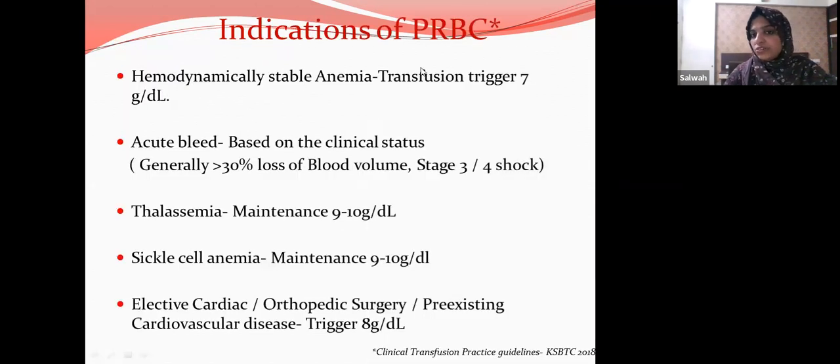Now coming to the indications of PRBC. Usually PRBC is given in case of patients with hemodynamically stable anemia, where the transfusion trigger is 7 gram per deciliter. And also in acute bleed based on the clinical status. That is generally if the blood volume loss is more than 30%, or when the patient is having stage 3 or stage 4 shock. Also PRBC can be given in case of thalassemia and sickle cell anemia, when the maintenance is 9 to 10 gram per deciliter. PRBC can also be given in case of elective cardiac or orthopedic surgeries or pre-existing cardiovascular disease. Here the trigger is 8 gram per deciliter.